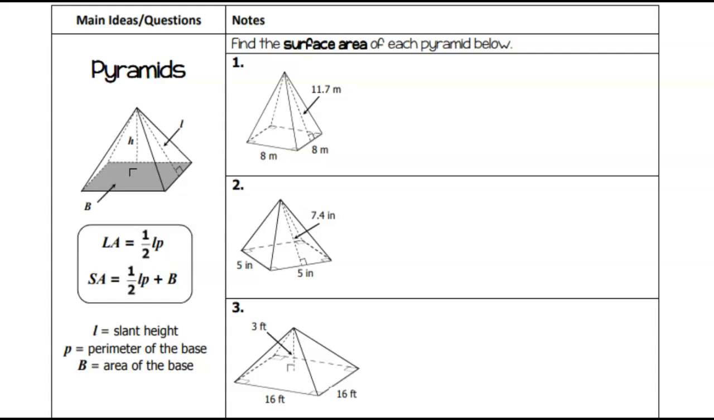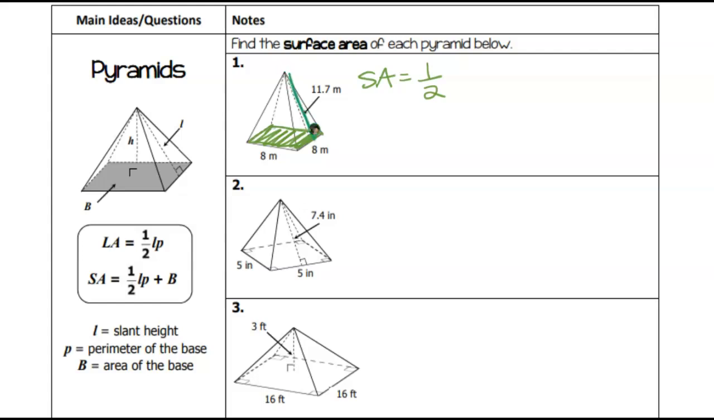So if I'm looking at number 1, I see that my base is this square on the bottom here, so I'm going to use my square formula when I am adding in my big B. Alright, so surface area is equal to 1/2, and I am going to need to use my slant height. So I can see there that my slant height is 11.7.